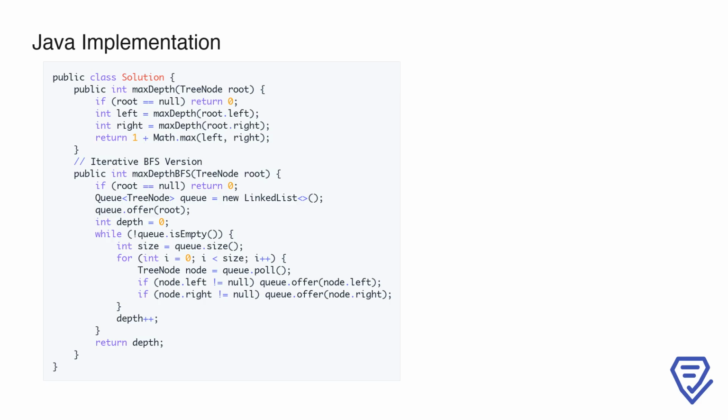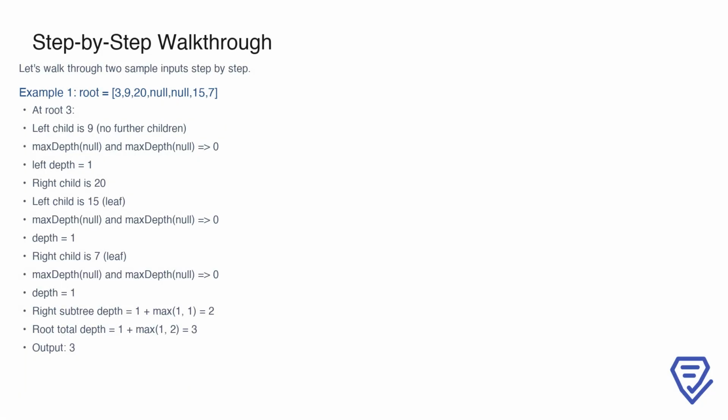The main differences from Python are type declarations, method signatures, and explicit use of the queue and tree node classes. Both methods are efficient and work well for binary trees. Let's go through how the algorithm processes a tree step by step.